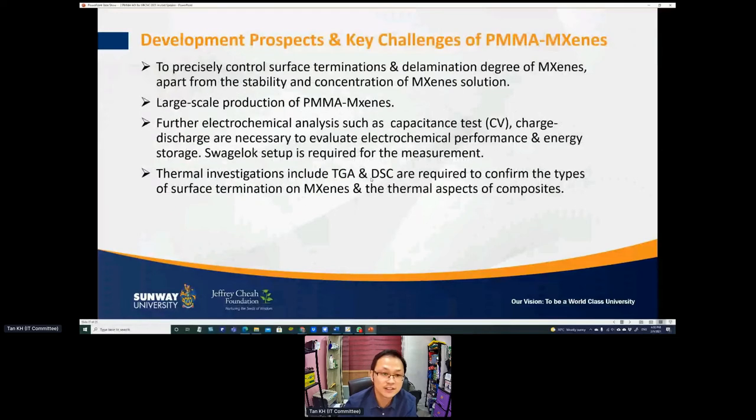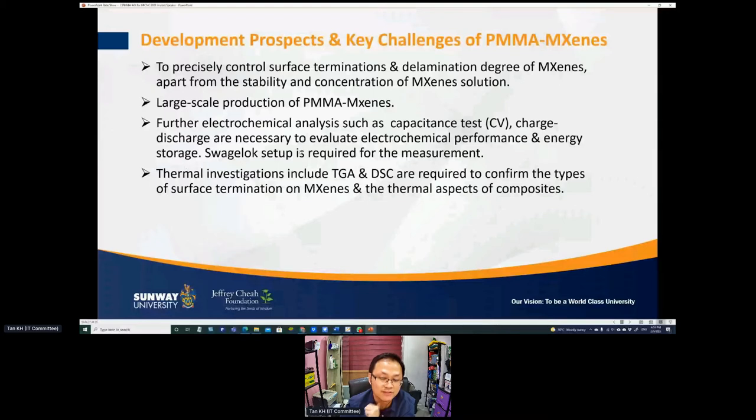So those are the challenges. If we are able to precisely control the surface terminations on the MXene before we mix it with the PMMA, that would be great. And if we are able to delaminate all the MXene layers efficiently, so that they have a certain space between them, that would be the best way to improve the conductivity and the connectivity of the final product, the nanocomposite. And yes, large-scale production is another concern. Having large-scale production of this nanocomposite would be nice, but because of the amount of MXene needed, this is another concern that we need to work on. Further electrochemical analysis that we will carry out in future includes the capacitance test and charge-discharge.